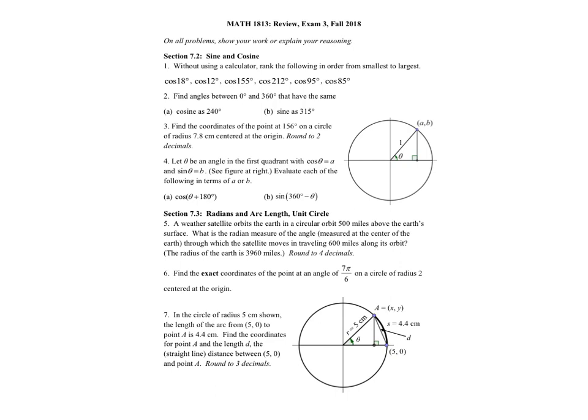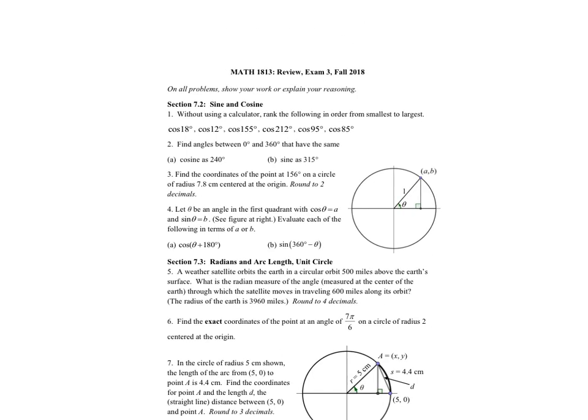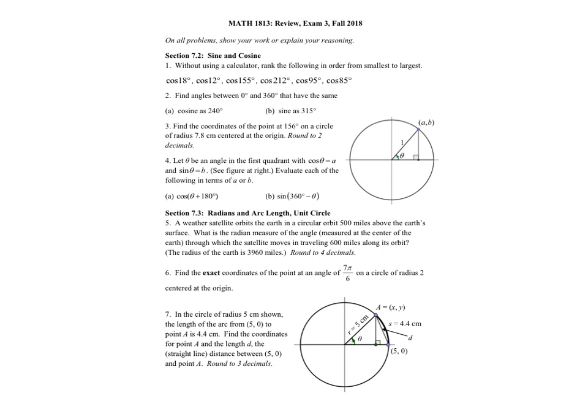Okay, so here I want to do, without using the calculator, rank the following from smallest to largest. What this is going to have us think about is what it means to compute the cosine value of something. If I think about these angles, I know that for 18 degrees, that cosine is the x-coordinate on the unit circle. 18 degrees is over here.